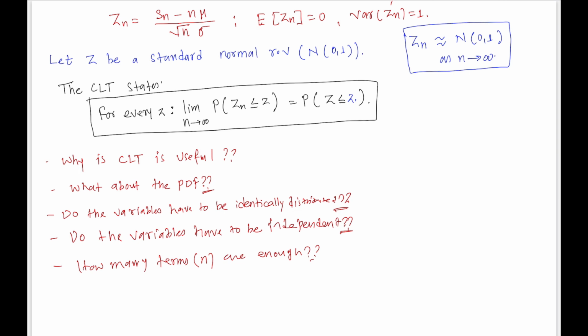But usually, if you have around n equal to 30, 31, 32, and the distribution has a symmetrical shape with kind of one peak, then it will converge to the normal distribution quickly.